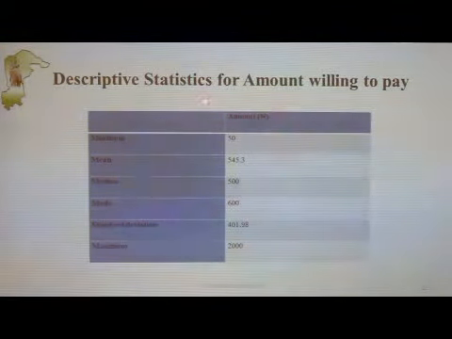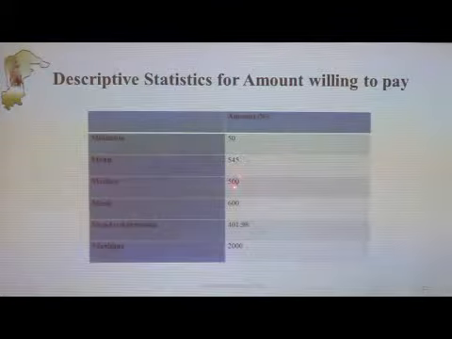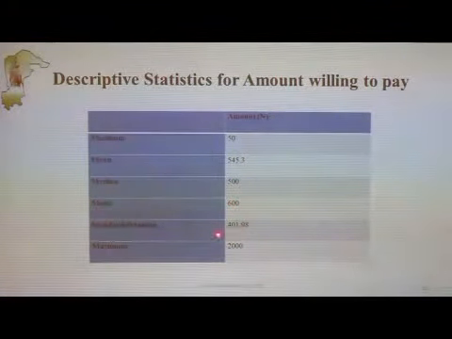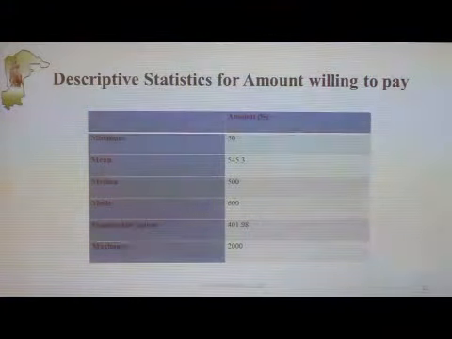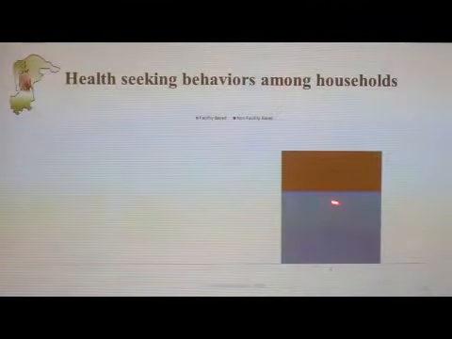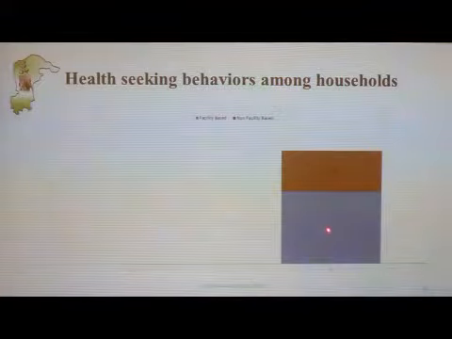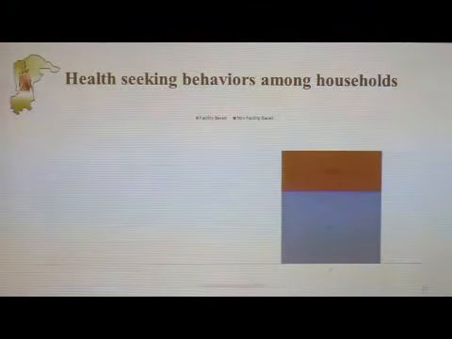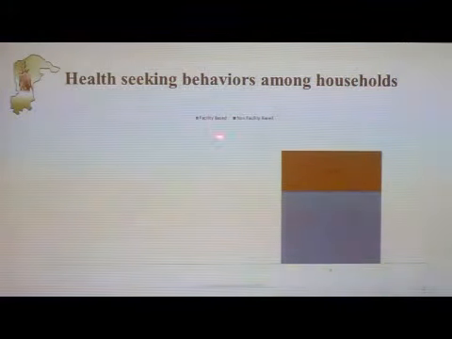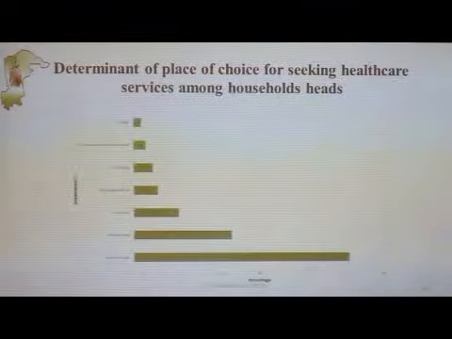These slides show descriptive studies of willingness to pay for the contribution, where the mean is 545 Naira. The mode is 600 Naira. The maximum amount they want to pay is 2,000 Naira. This is the health-seeking behavior among the household head, where the majority of households, 64%, are seeking their health in healthcare facilities, while 36.4% are non-facility based.